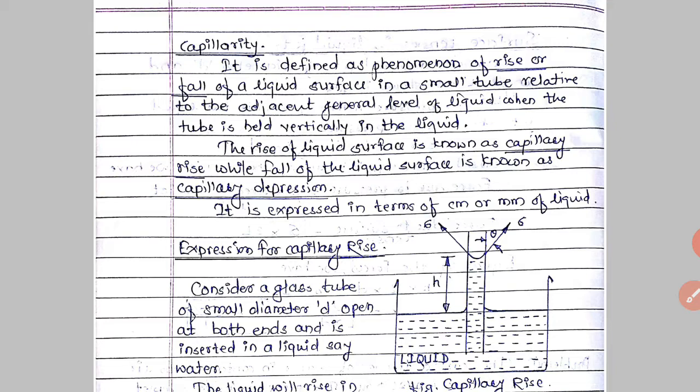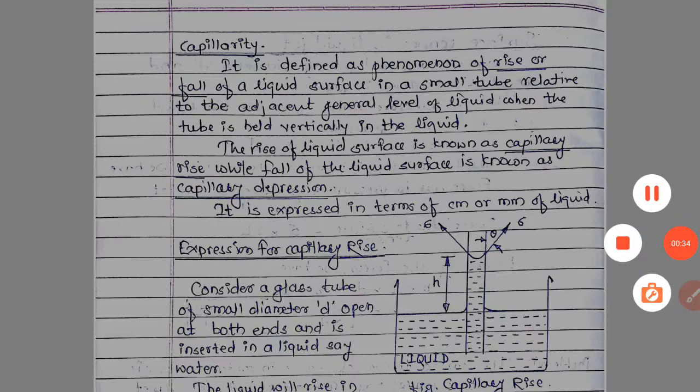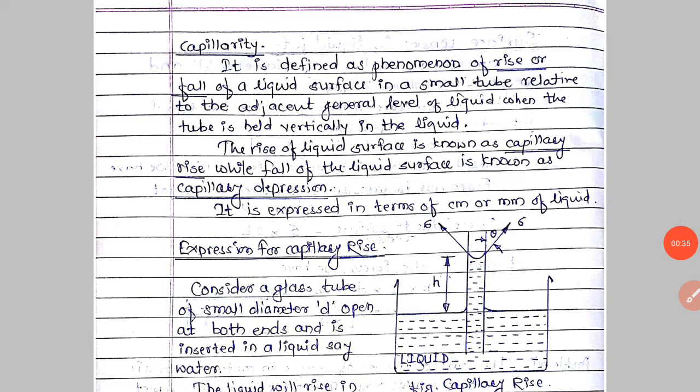Before going for capillarity, we have to know what is a capillary tube. A capillary tube is a glass tube having a very small diameter. See here, this will be our capillary tube. It has a very small diameter. So this is a capillary tube. So for studying capillarity, what we have to do?